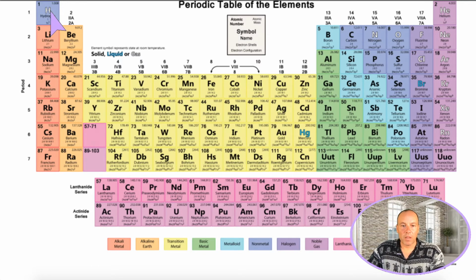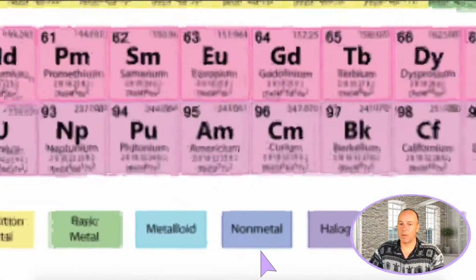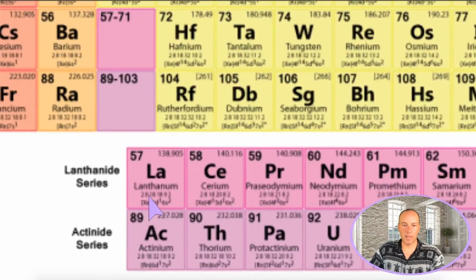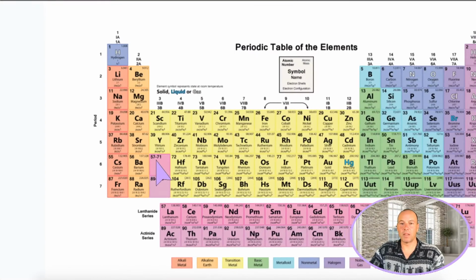Now the purplish ones, or the bluish purple ones, which contain hydrogen, carbon, nitrogen, oxygen, sulfur, phosphorus, and selenium, those seven elements are simply called nonmetals. Okay, now the second to last column, this is an important column. These are the halogens right here. And then the last column is the noble gas column. And then down here, these inner transition metals can be divided into the lanthanide series and the actinide series. So lanthanides and actinides, they fit right in here.